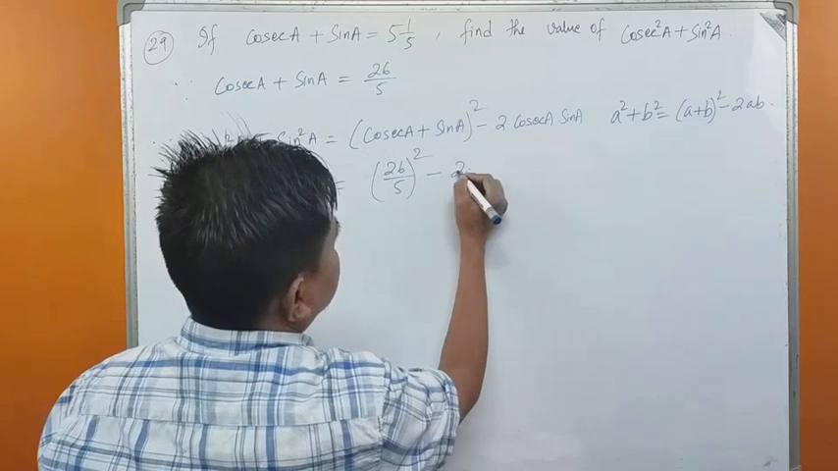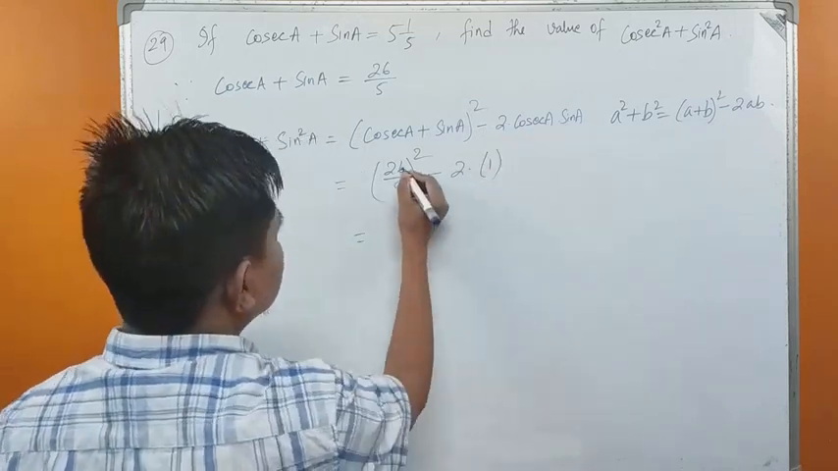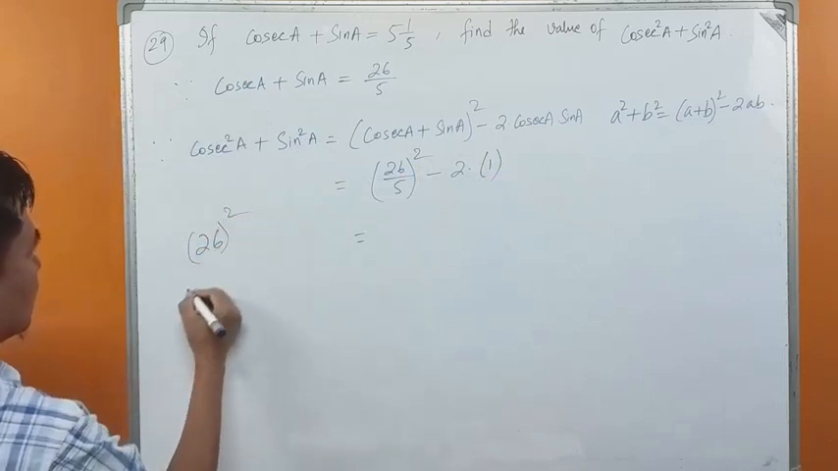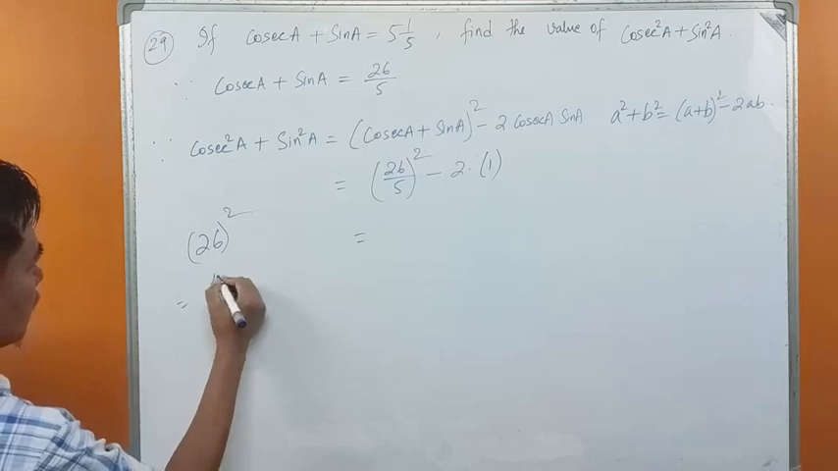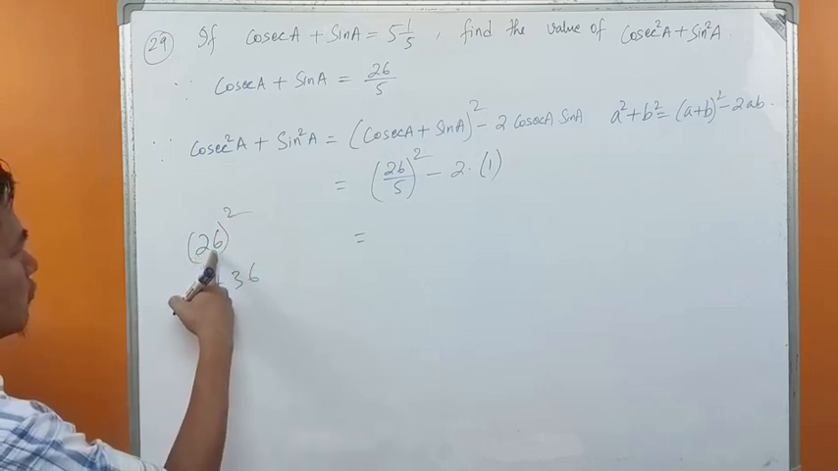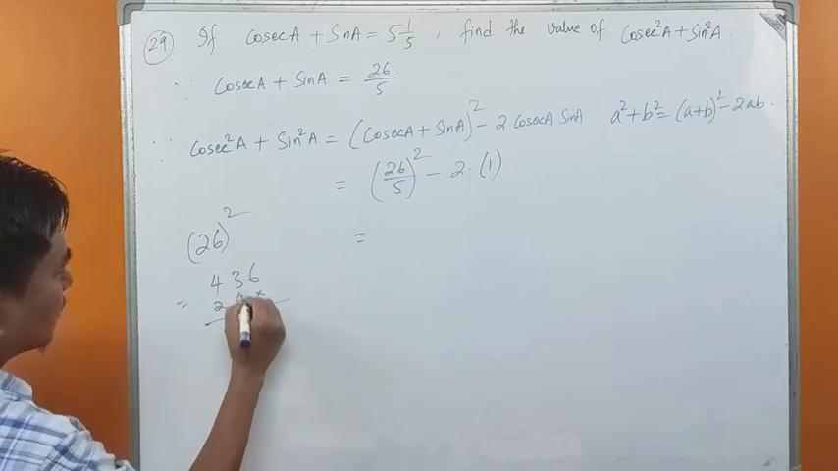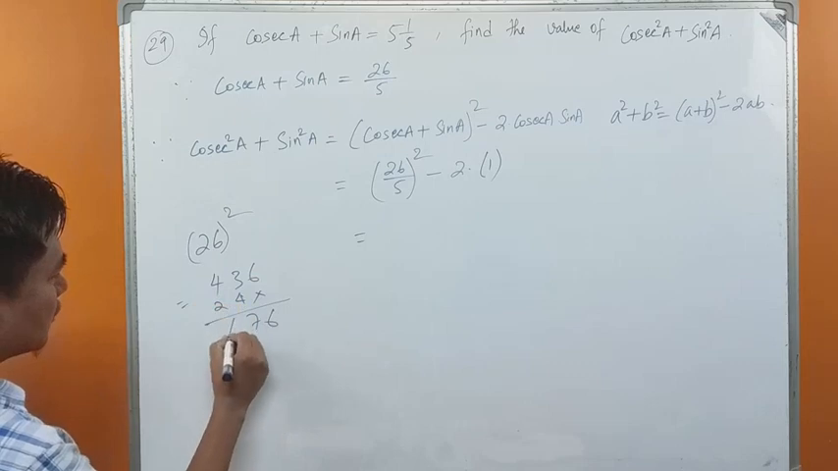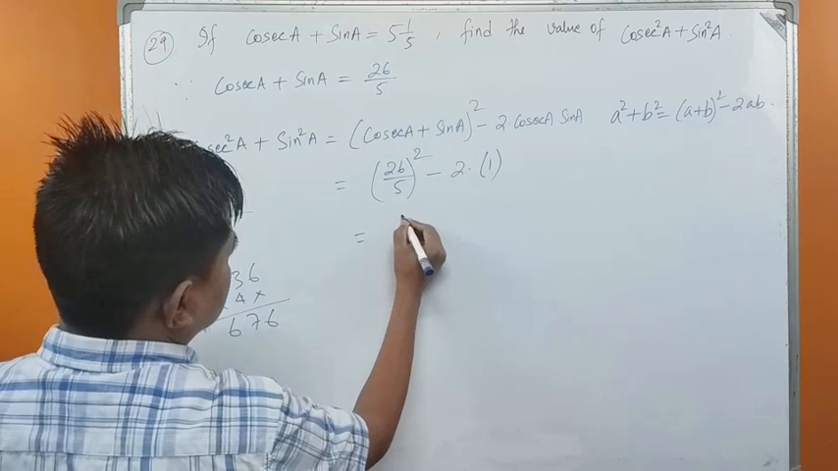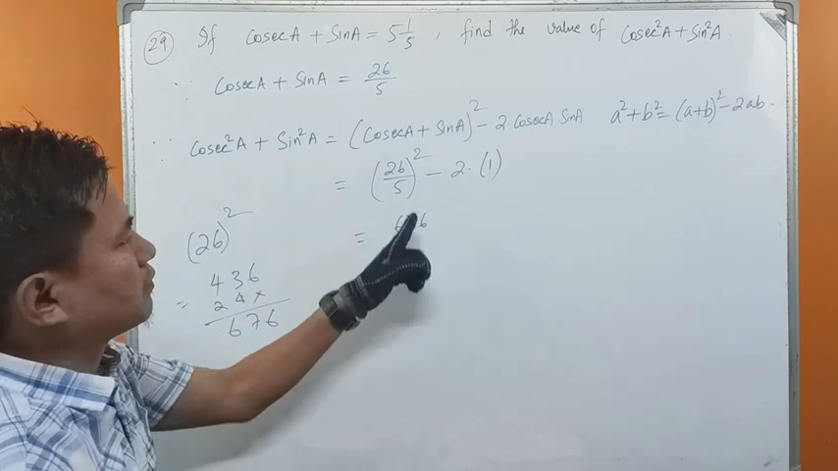Now this 2 is here. Cosec A into sin A means 1. So what is the square of 26? 26 squared means 2 squared is 4. Okay. 6 squared is 36. 2 6s are 12, 12 2s are 24. So 6, 4 plus 3 is 7, 4 plus 2 is 6, isn't it? 26 squared means 676.